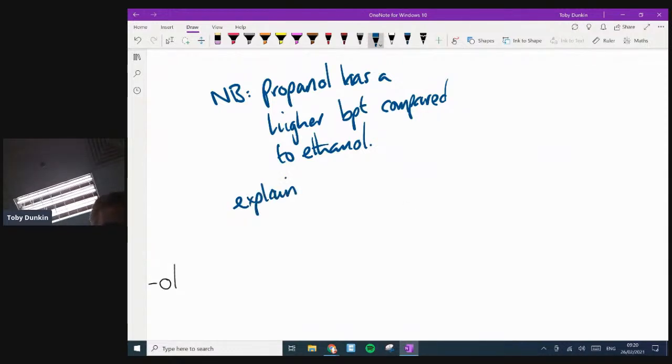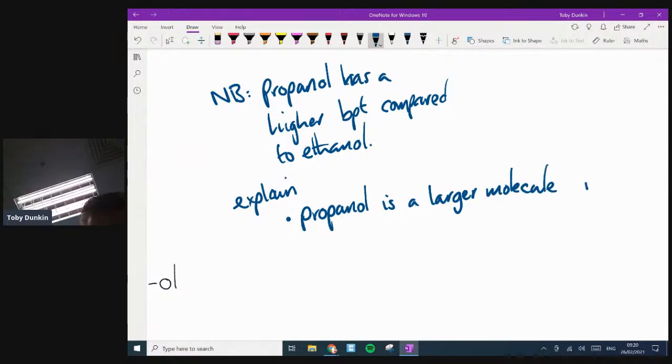The first mark Vic has just got, which is fab: propanol is a larger molecule. 1 mark, Vic. Give me the next one, please. What does that then change?